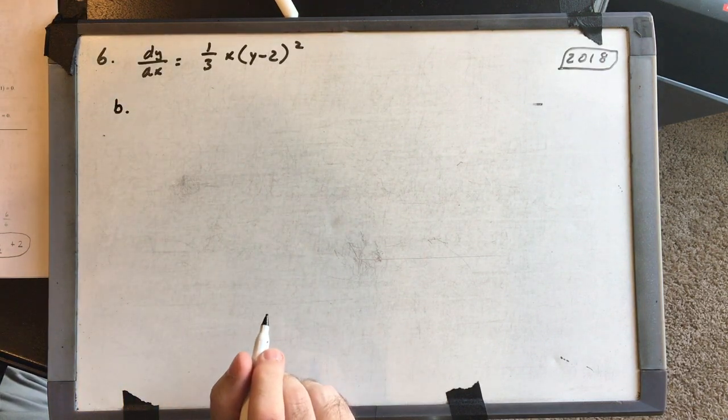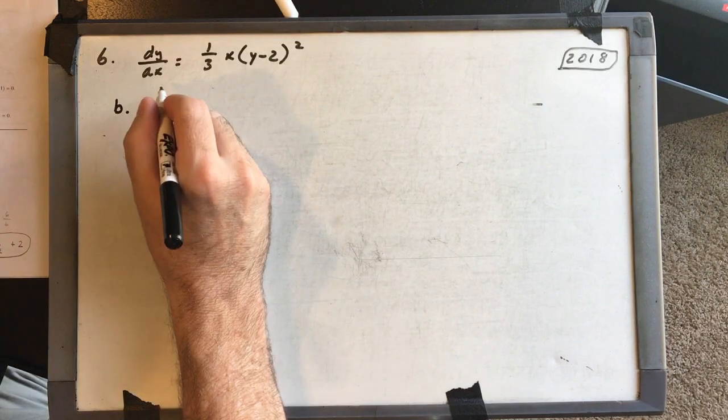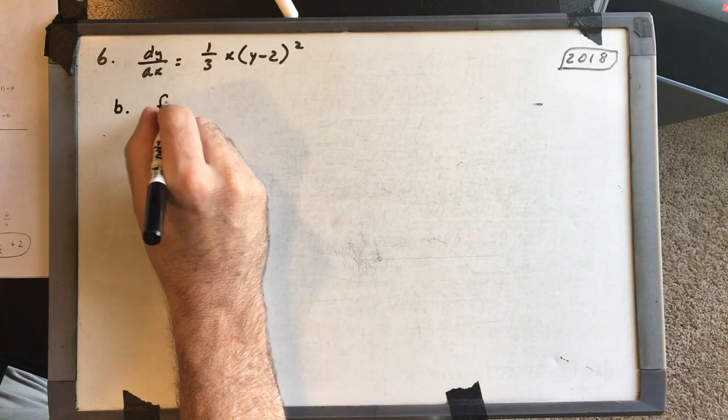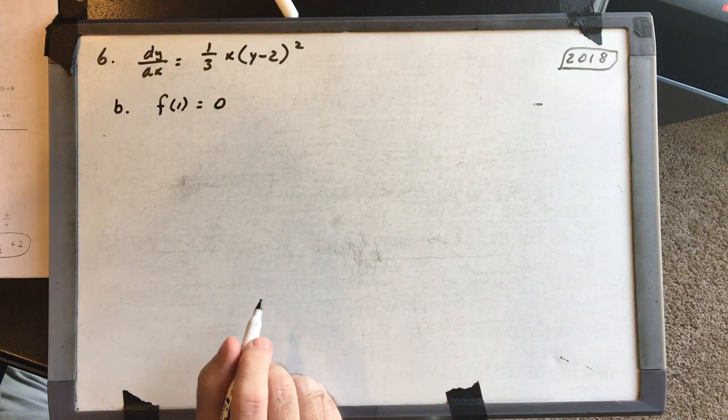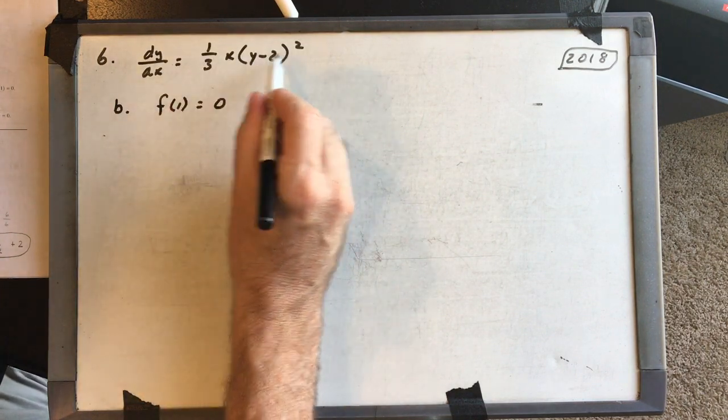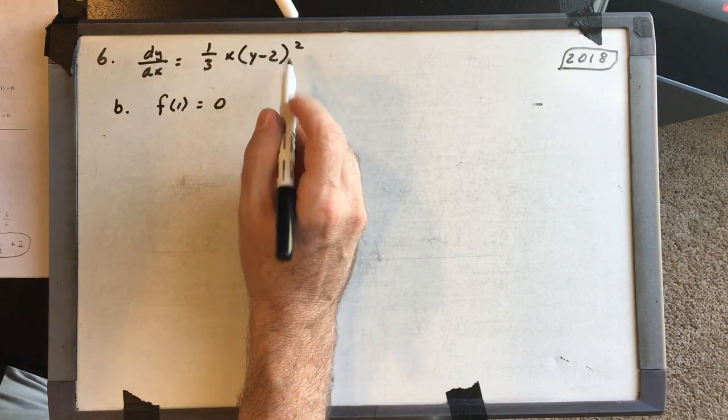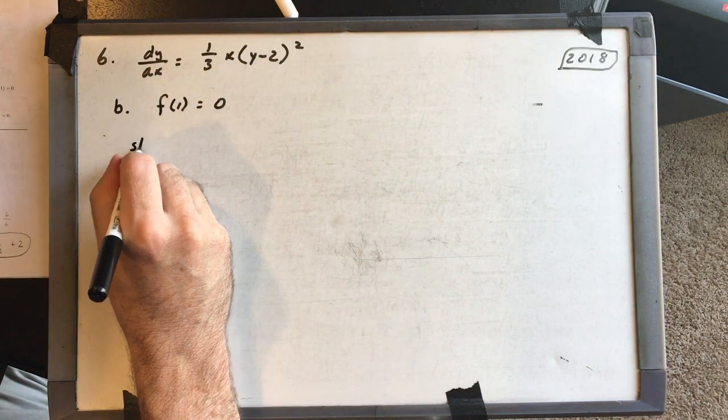Okay, part B says let y equals f of x be a particular solution. We have the initial condition f of 1 is equal to 0. Write an equation for the line tangent. Okay, we've already got the derivative right there. Already got it. Let's get the slope.